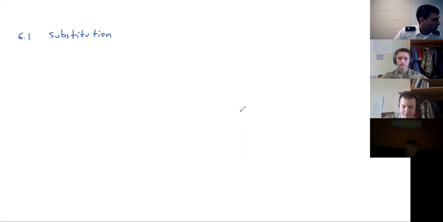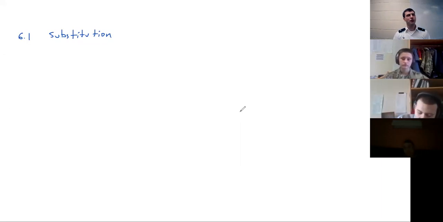All right. Oftentimes you'll hear people call this U substitution just because the letter U is often used and it gets conflated together. But the idea is just substitution. All right. So we're going to start off with a real quick example.